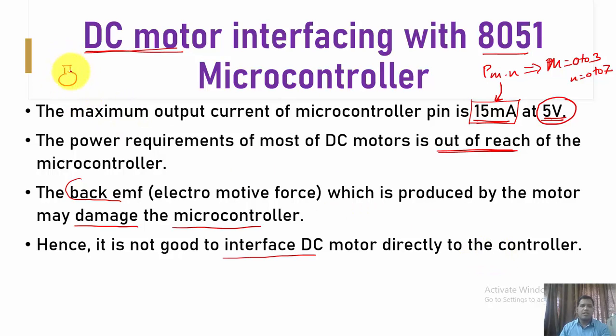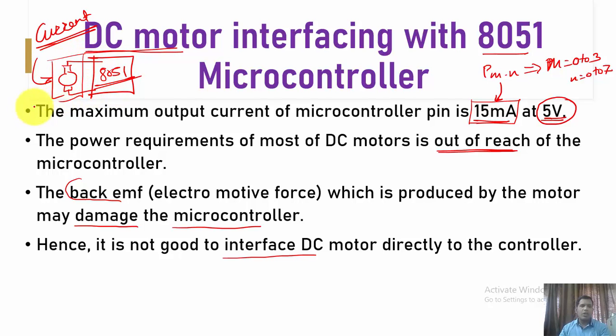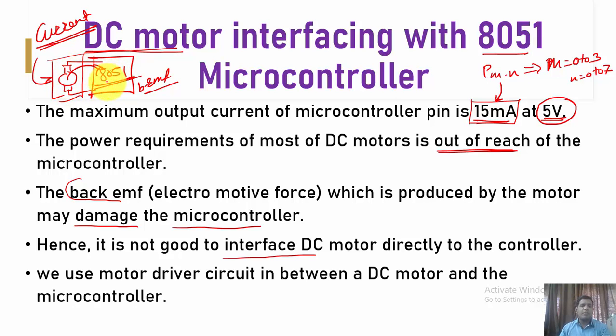For example, say this is my DC motor and I am going to interface it directly with the 8051 microcontroller. Certain limitations are there. What is the first limitation? The current requirement. The current requirement of the DC motor is not fully satisfied directly by the 8051 microcontroller. And even if we try, the back EMF generated by this motor may damage the 8051 microcontroller board. So it is not good practice to directly interface a DC motor with the 8051 microcontroller.